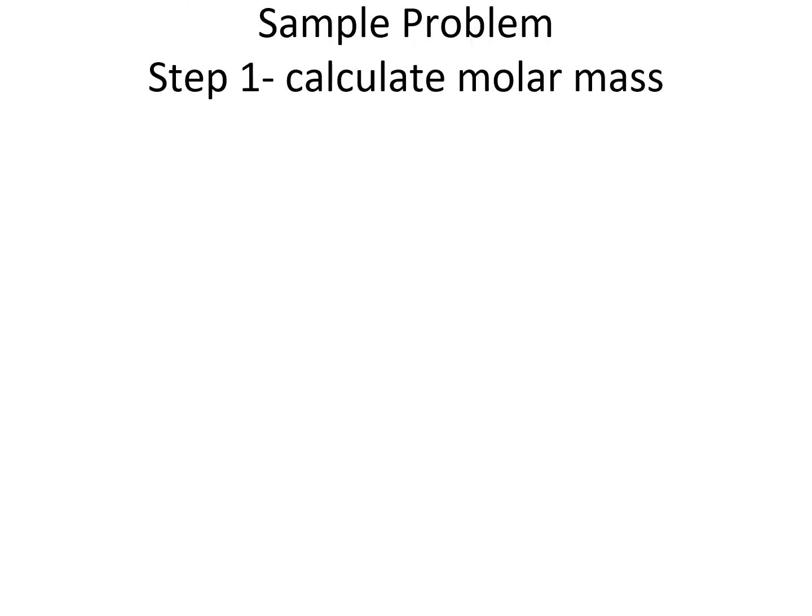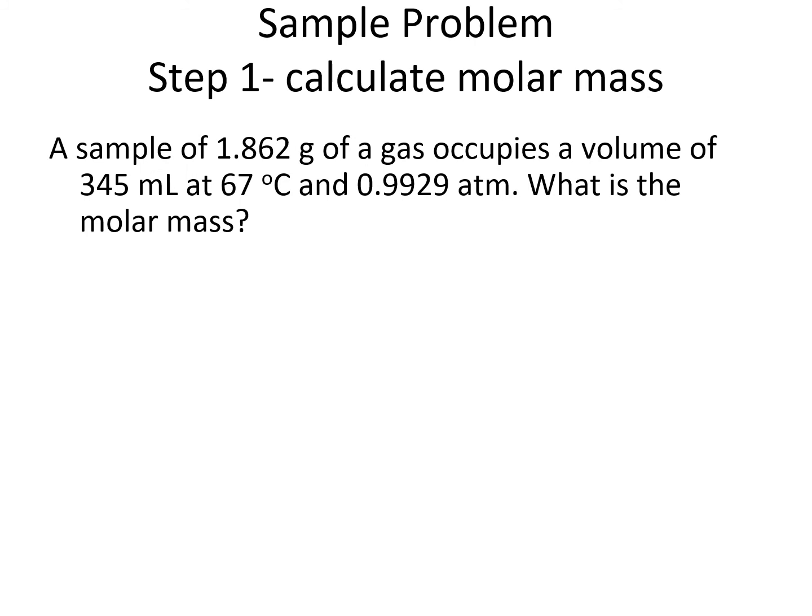So here is an example problem of what you'll be calculating for your sample. Let's say our sample weighed 1.862 grams, the volume was 345 milliliters, and the temperature was 67 degrees Celsius, and the pressure was 0.9929 atmospheres. So let's find the molar mass.